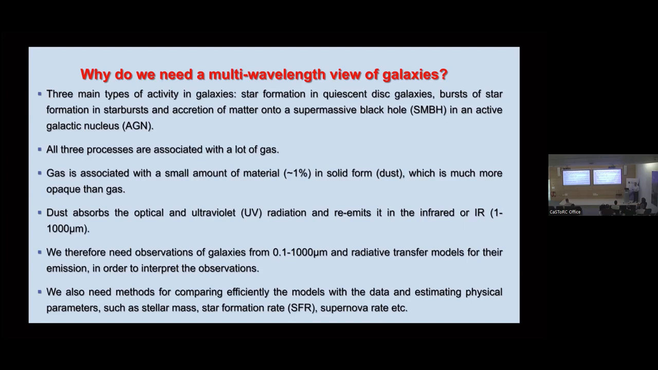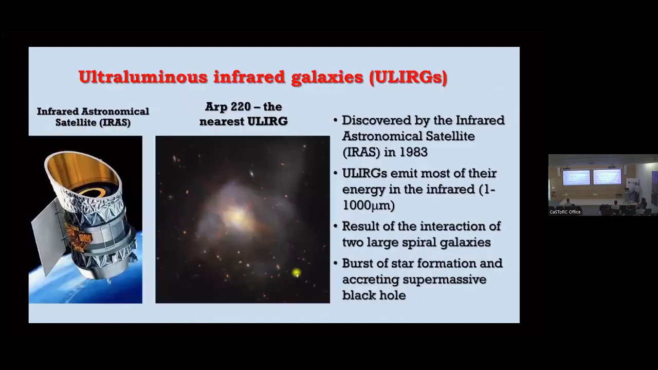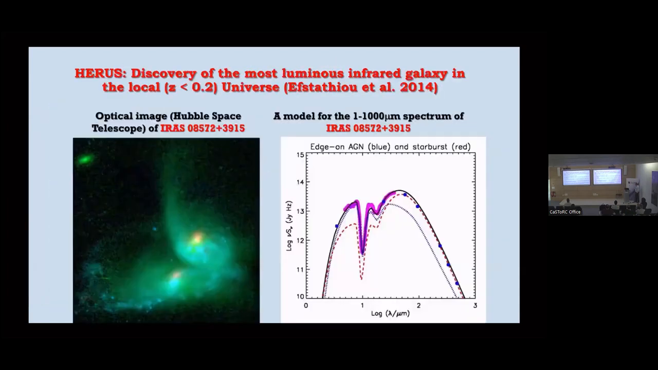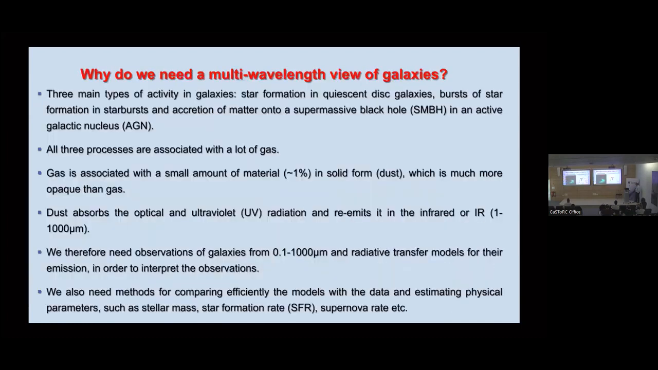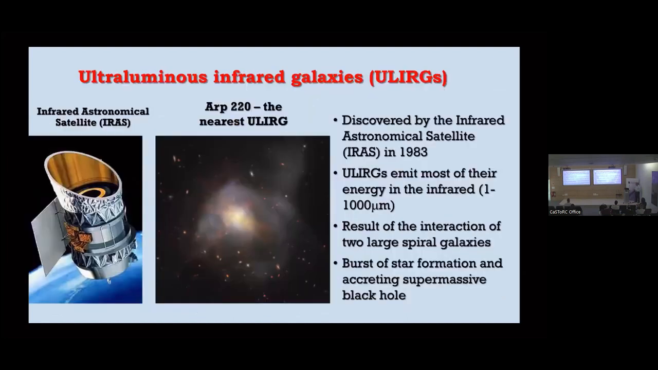And be able to infer the quantities we are interested in, the star formation rate, the stellar mass, and so on. So we need definitely observations of galaxies from the UV, from 0.1, say, to 1,000 micrometers in the rest frame. Imagine, of course, that we are looking at a galaxy at redshift 10. You progressively need to move to longer wavelengths to be able to see the same radiation. And we also need models of how galaxies emit and methods of comparing the models with observations. And this is what we are mainly trying to do in our group.